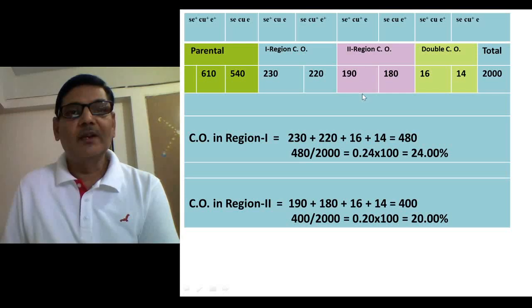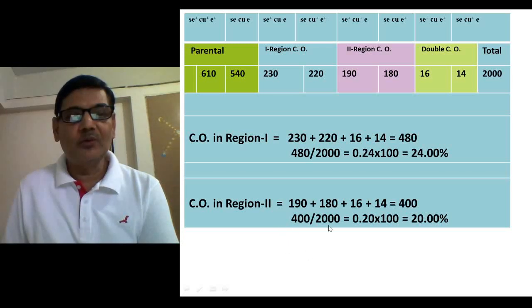Then you can consider the second region, that is crossing over occurring between Cu and E. What you will be doing here, you will add up these numbers, that is 190 plus 180, which are being obtained by crossing over in the second region, plus the double crossovers. So I have done here 190 plus 180 plus 16 plus 14, because double crossovers will be added in both the cases. So that gives the number 400.